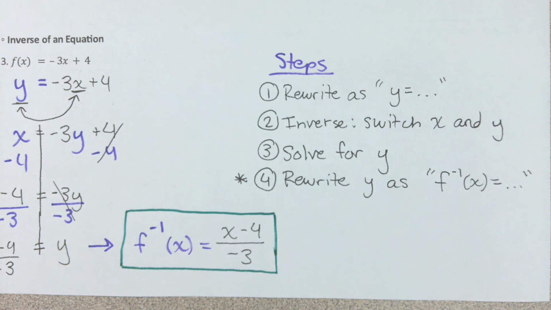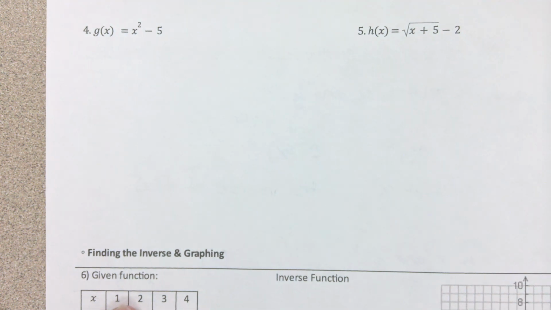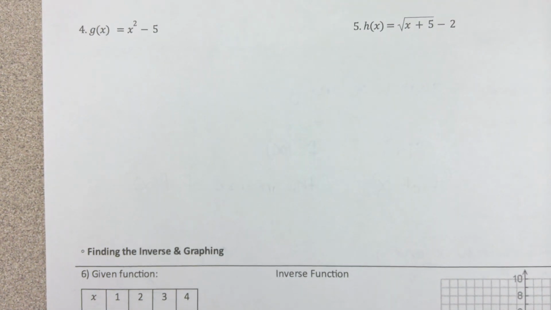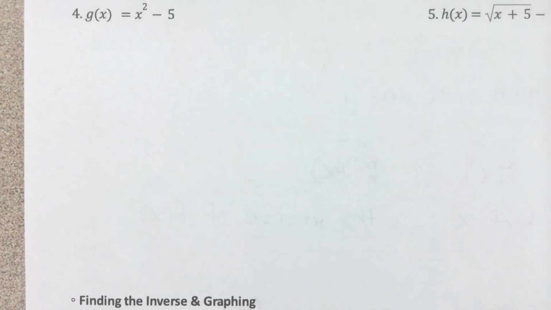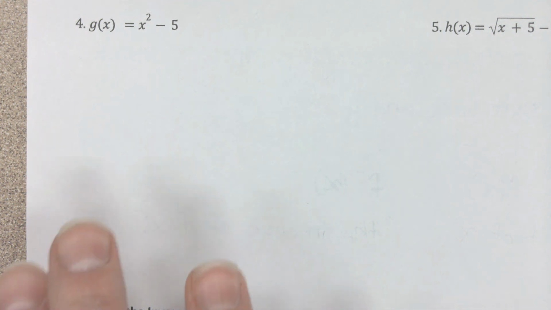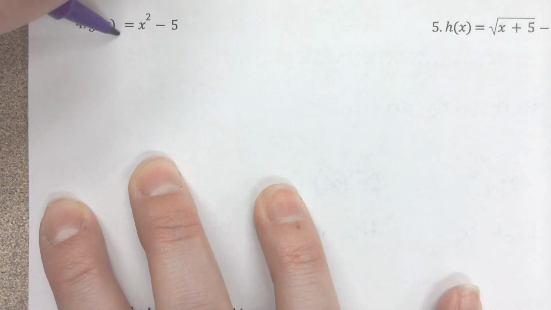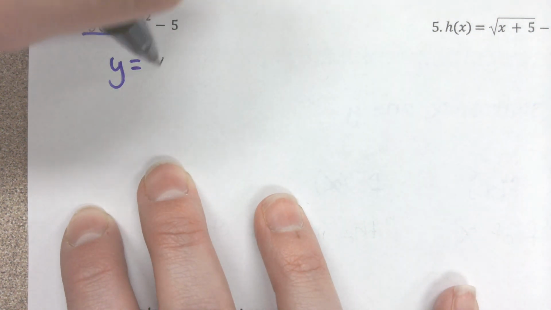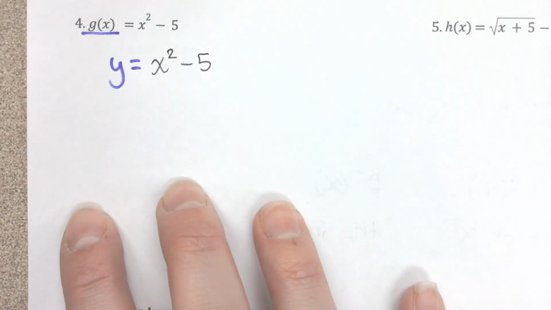All right, backside. I'm not going to write the steps out again, but I'm going to follow those exact steps as I go. Number 4. G of x equals x squared minus 5. First step, replace the g of x with y equals x squared minus 5.